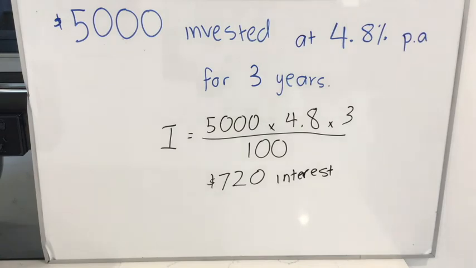The correct answer is $720 interest. So that means the bank has paid you an extra $720 just for keeping your money in there for 3 years. One final question for this scenario.